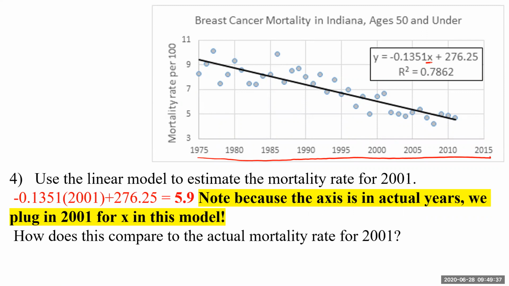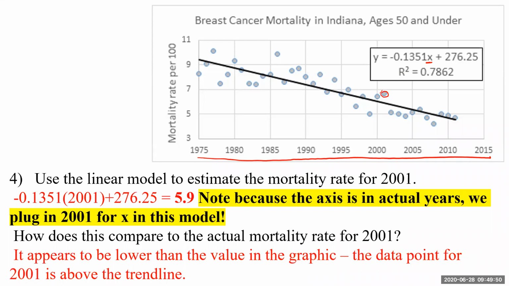Now, how does this compare to the actual mortality rate for 2001? We want to look at the actual mortality rate for 2001, and the actual is what is on the graph. We compare the two values and you realize the estimate appears to be lower than the value in the graph.